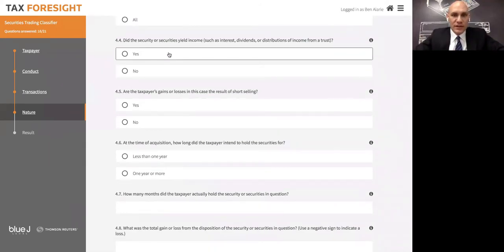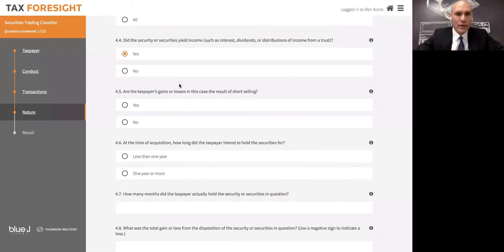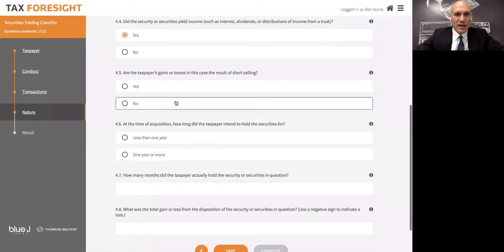Did the security or securities yield income? This is debatable. I'm going to say some of them probably did. I'll say yes. Again, this is the sort of thing that we can come back to and change. I don't think he was selling these things short. All of his positions were long positions.